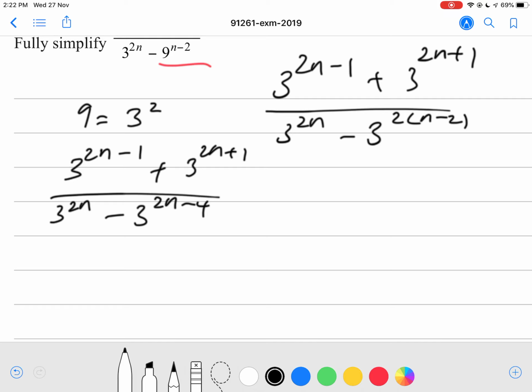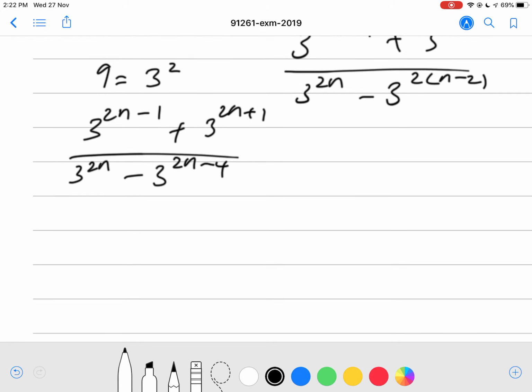There are lots of ways to do this question, but the way I used would be to make the power 2n for each one of these terms. I want to make it 3 to the power of 2n. Looking at the first term, we have 3 to the power of 2n minus 1. This minus 1 basically means I'm going to multiply by 3 one less time.